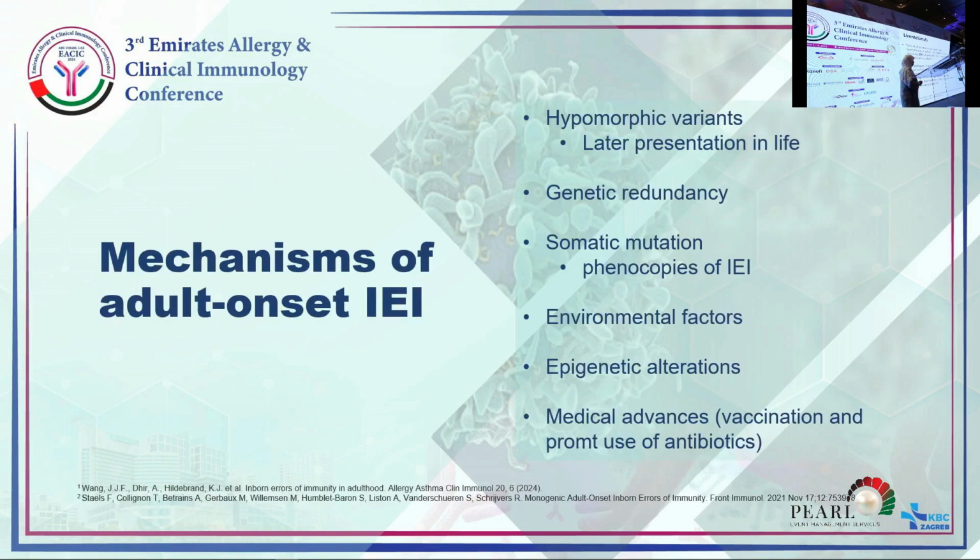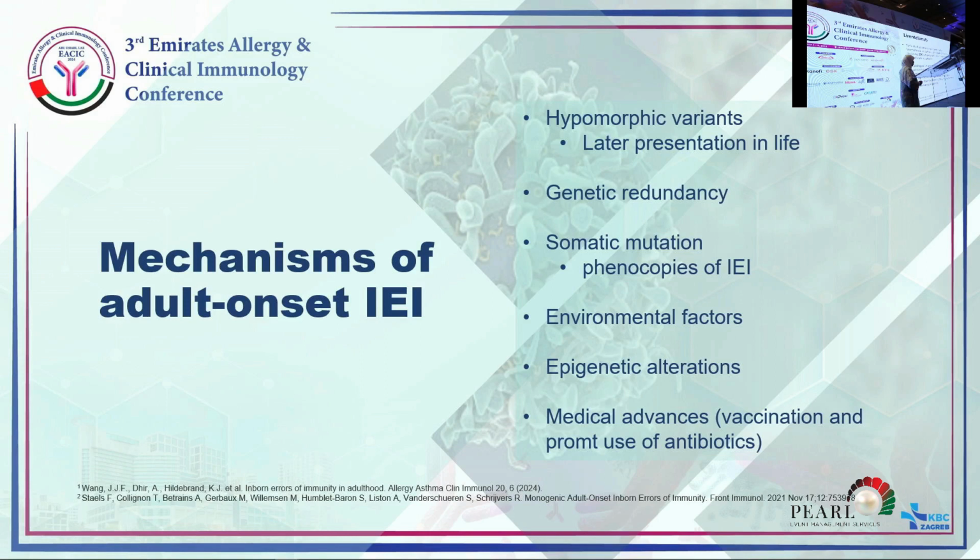So what are the mechanisms? Why do these inborn errors of immunity have an adult onset? Well, there are hypomorphic variants which actually alter the protein function, but this protein still retains sufficient activity so that the effect is milder and can present later in life. There's also the term of genetic redundancy, where other immune-related genes compensate for the defective protein.